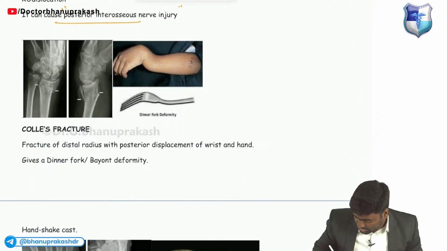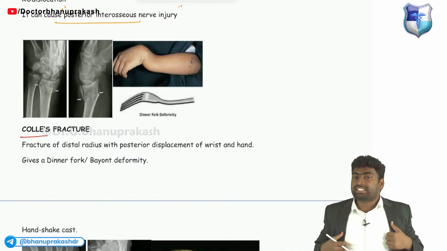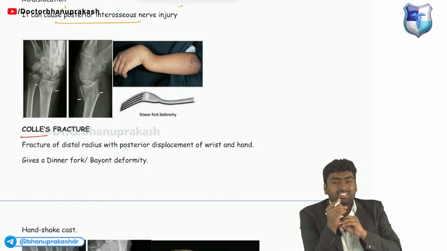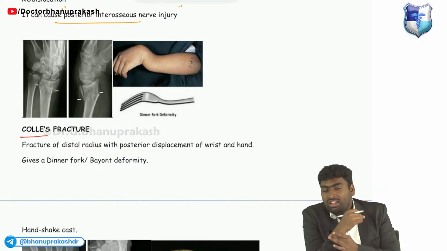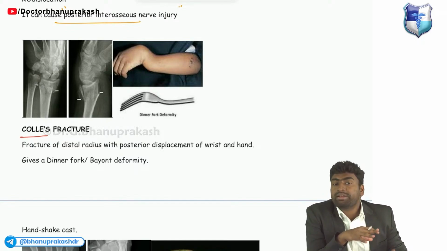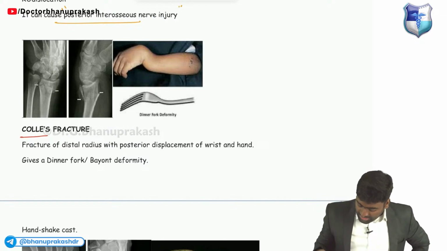Next is the fracture known as Colles fracture. Remember, Colles fracture is an extra-articular fracture. If a fracture is not involving the joints, if it is extra-articular, then what can we do? We can put a cast and we can stabilize it. Fine. So what is Colles fracture?